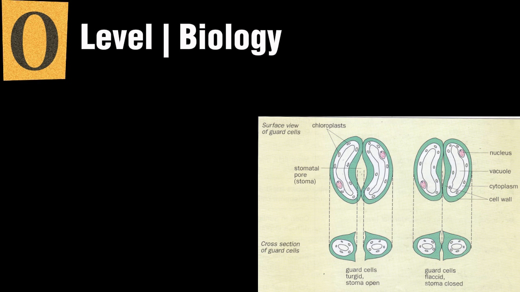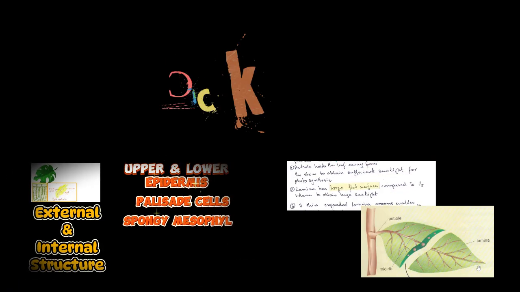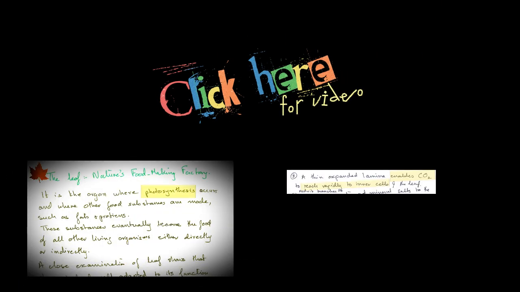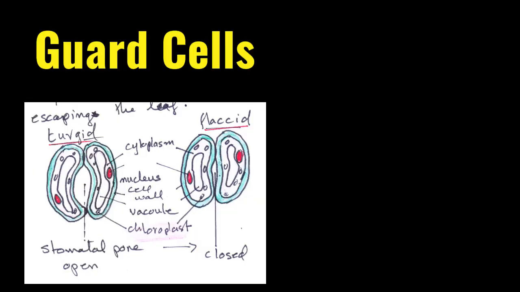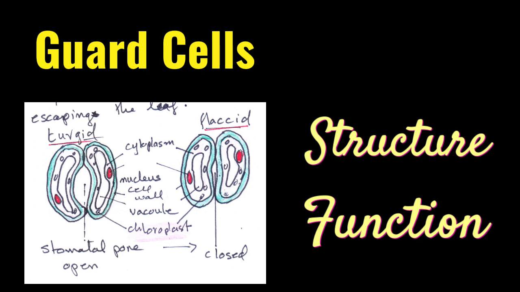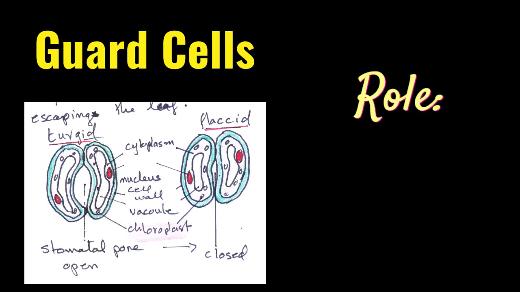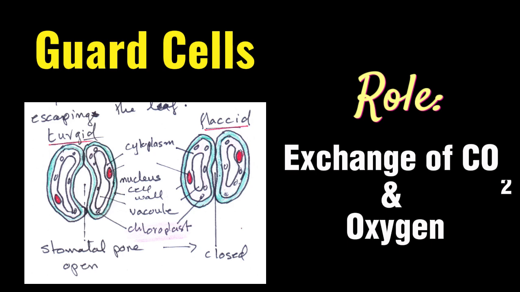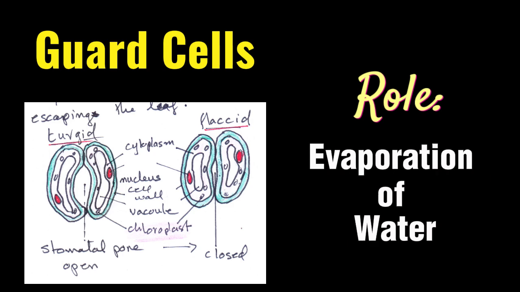This is your biology teacher. I have discussed external and internal structure of leaf. Today I am going to tell you about guard cells, its structure, function, as it plays a very vital role in exchange of carbon dioxide and oxygen and also evaporation of water.